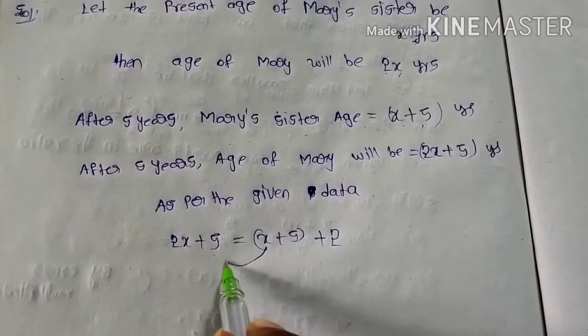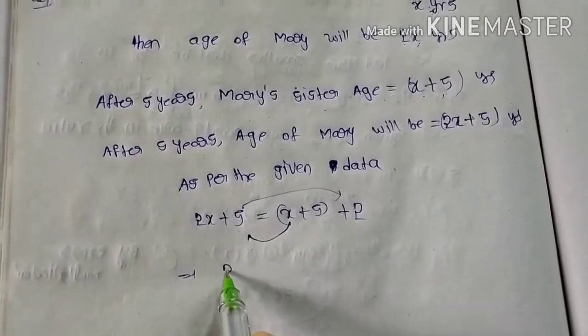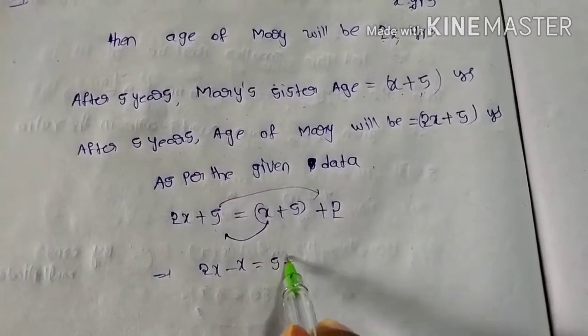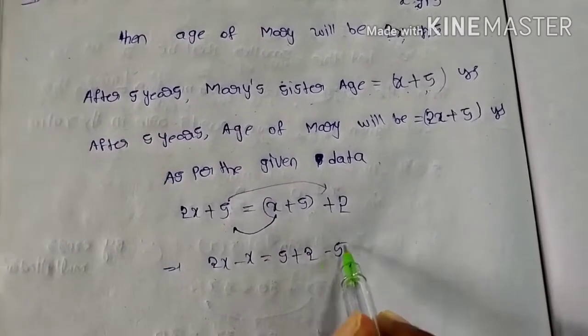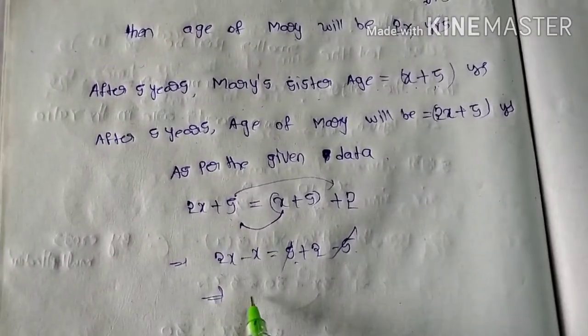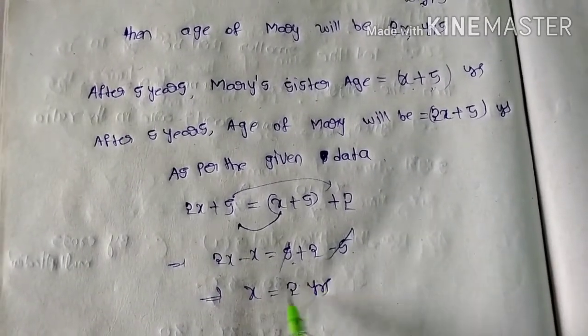Just you can transpose x to LHS, then 5 to RHS. That means once you can see here 2x minus x is equal to 5 plus 2 minus 5. 5 plus 5 minus 5 cancel. You will get here how much? 2x minus x is equal to how much? X is equal to how much? 2 years. X is equal to how much?